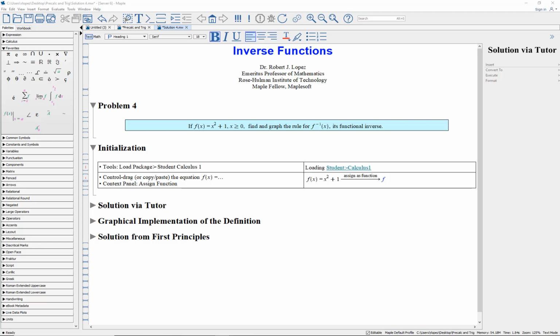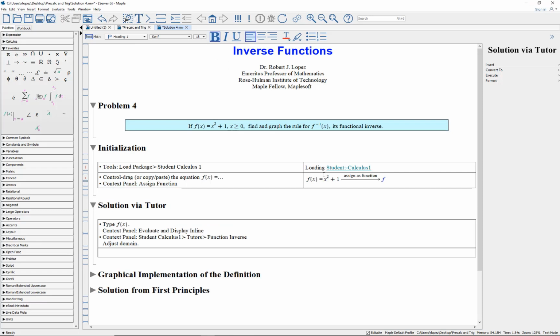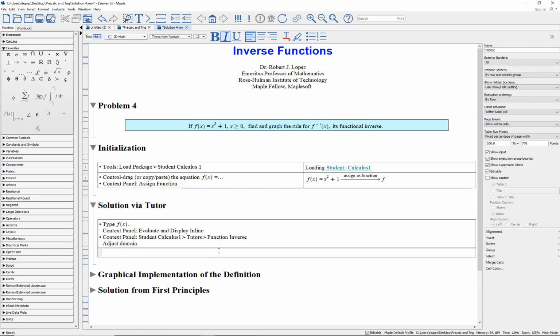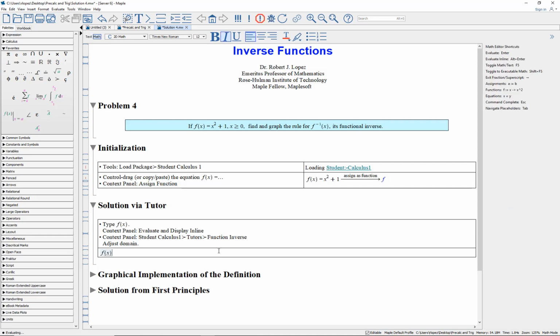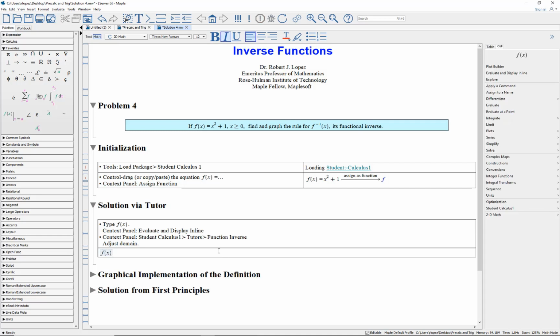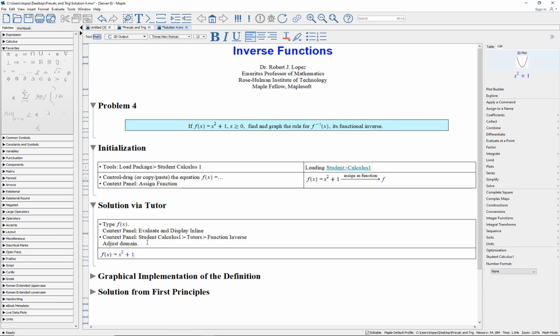Now there is a tutor that we can make use of, and you saw where the tutors are located, but I'm going to launch the tutor from the context panel. I do that by typing f of x, and I will do a control equal, which activates this option here, evaluate and display in line. So control equal. I think alt enter is an equivalent, but I always do control equal. So that echoes the rule.